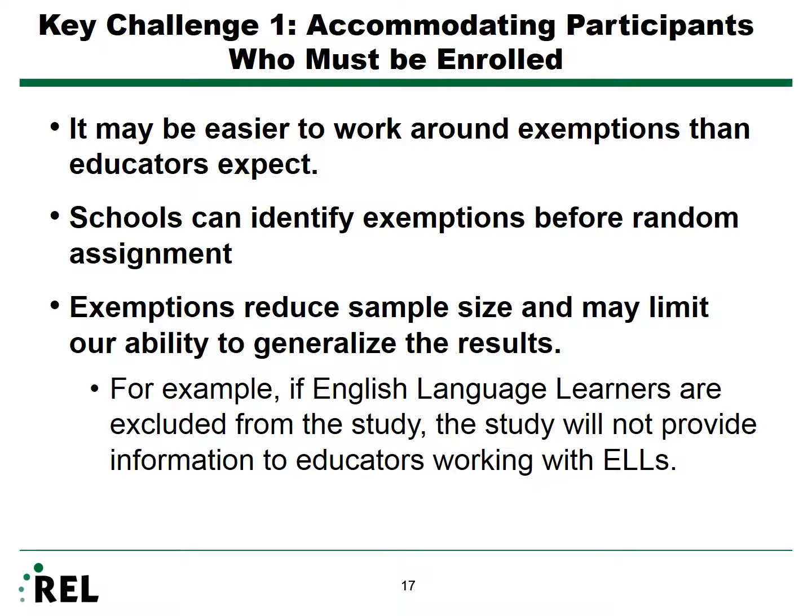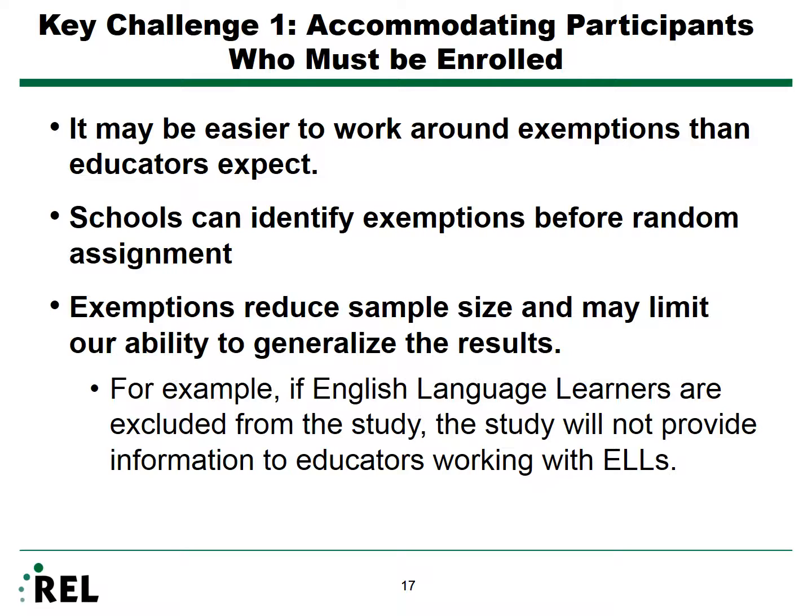Cases like this can be addressed by recognizing that participants who are obligated to receive the service or program can be excluded from random assignment and the study findings. So students, teachers, or schools that are required to receive services can still be served, but they will not be included as part of the study. It's important to identify these cases before random assignment and to make sure that all exemptions are accurately documented.